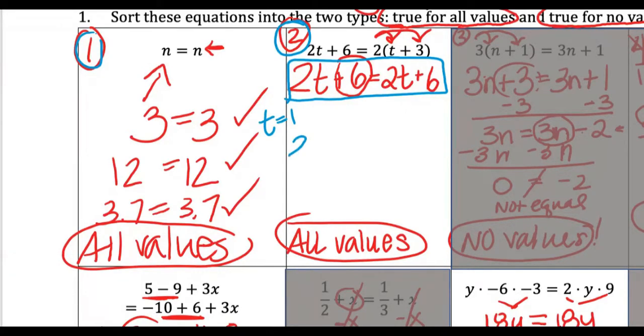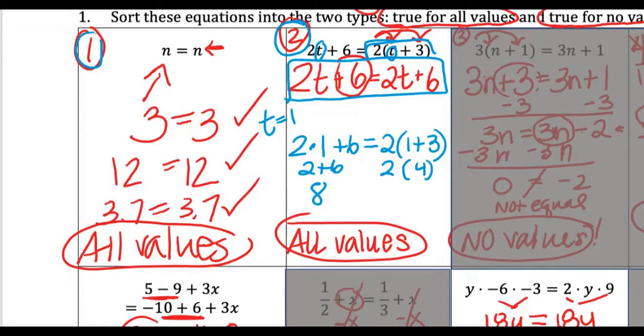If t equaled 1, instead of 2 times t, it's 2 times 1 plus 6. And I'm even going to go back up to my original: equals 2 times 1 plus 3. So all I'm doing is taking the number 1 and replacing each t with the number 1, and I'm going to do the math. On the left, I get 2 plus 6, which equals 8. On the right, if I follow the order of operations, I get 2 times 4, which equals 8. So if t is 1, this works out.